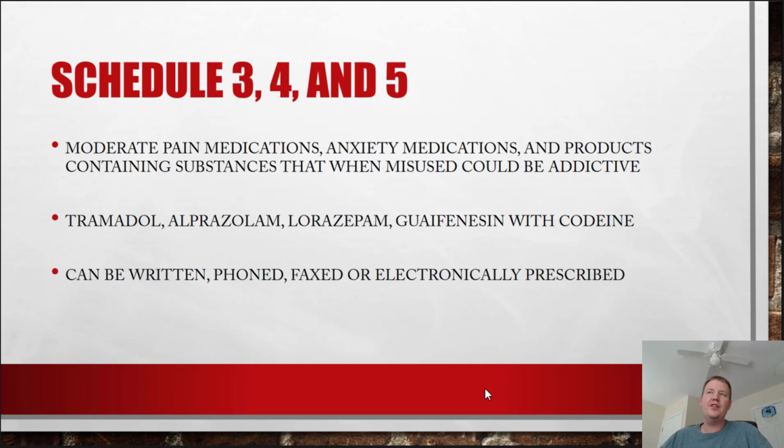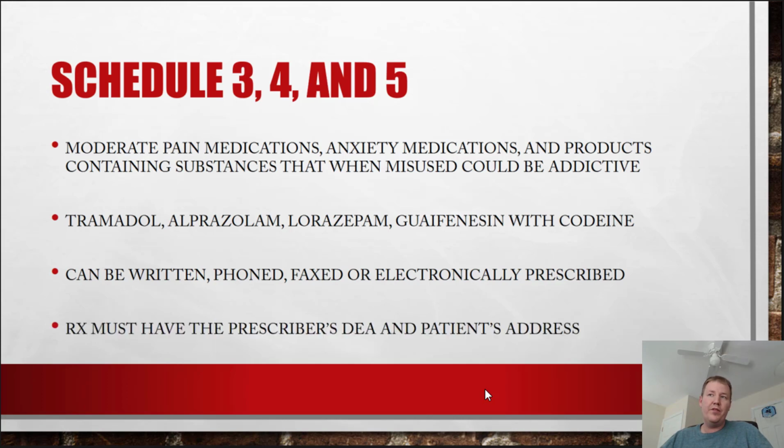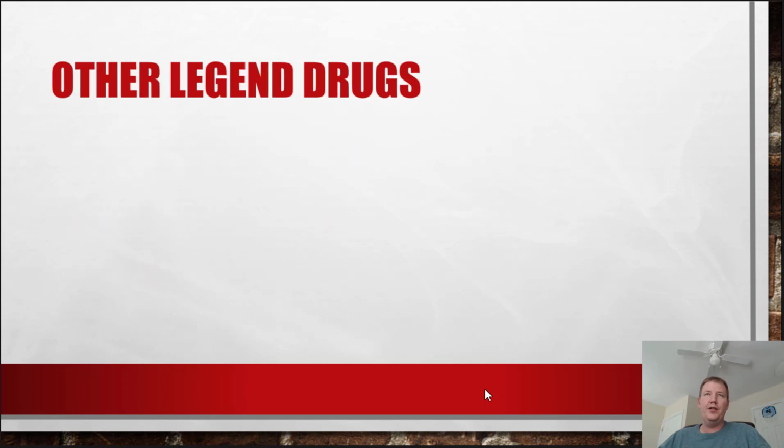These are considered controlled prescriptions, 3s, 4s, and 5s. Schedule 2s are considered narcotic prescriptions. Controlled prescriptions can be written, phoned, faxed, or electronically prescribed, much like the next category that we're going to talk about. Like narcotic prescriptions, these must have the prescriber's DEA and patient's address on the face of the prescription.